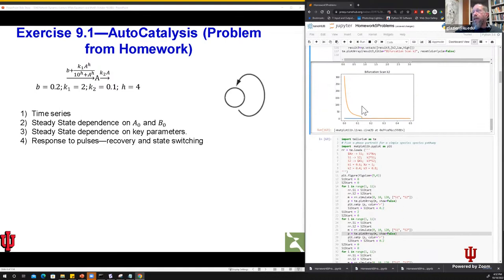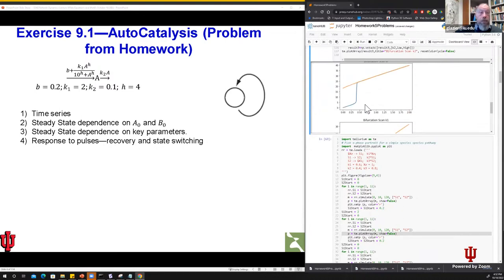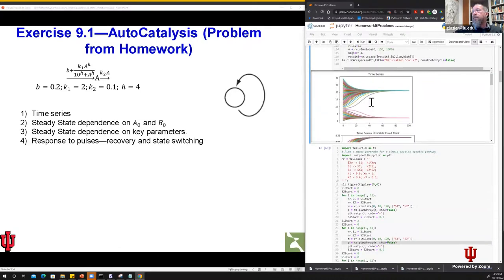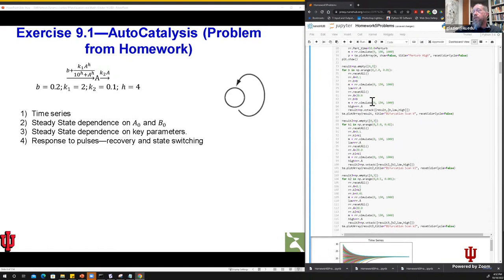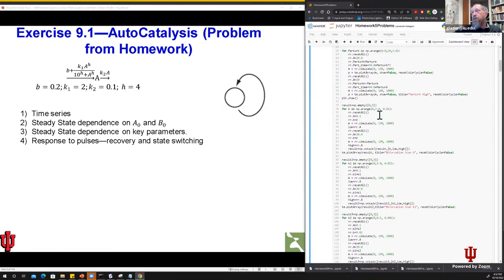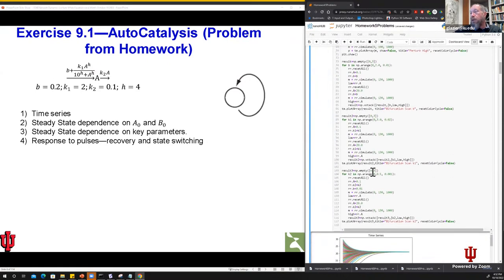Okay. That is pretty much the full analysis of this problem. There are a few things you could do. You could add that unstable steady state line to the graph, which would be nice. You could do a 3D scan where you do two parameters at once. But if I were going to ask you to do a full analysis of this problem, that would be about as full an analysis as you can do.